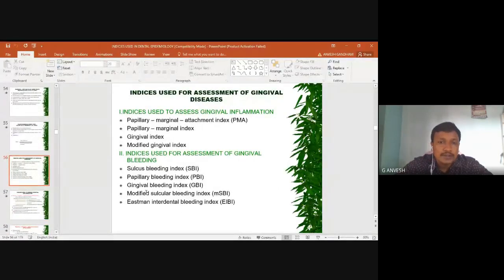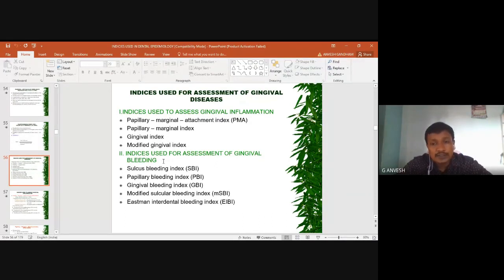Next one, the indices used for assessment of gingival diseases. First one is to assess gingival inflammation. We have the papillary marginal attachment index, which we call the PMA index, and the papillary marginal index. Third one is the gingival index and modified gingival index.